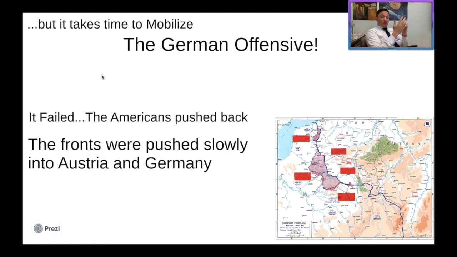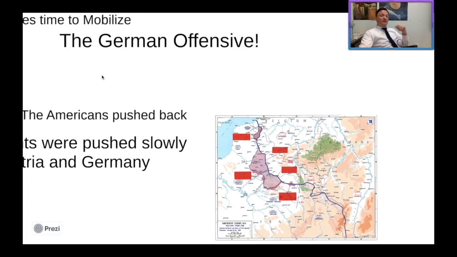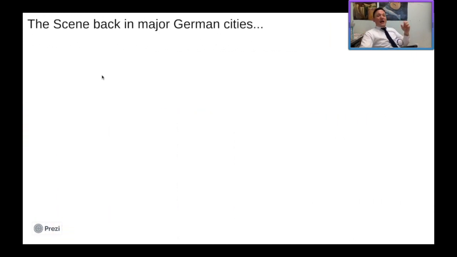Once the Americans arrive, midway through the summer of the German offensive failing, they start pouring hundreds of thousands of soldiers by the day into Europe, flooding them into Europe and pushing all of this stuff all the way back, right? And as the fronts were slowly pushed back into Germany, everything back in German cities, back in the country of Germany, is going to begin to crumble, right?